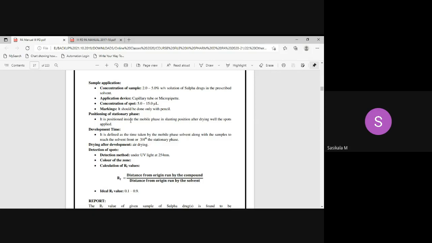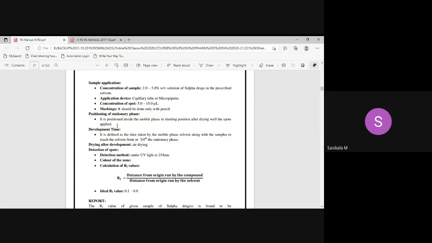If you are using an evaporating solvent like acetone, it will evaporate immediately. So you can keep it at room temperature for some time. Once it is dried, you can keep it in the mobile phase chamber for separation. So that is how the positioning of the stationary phase should be followed.